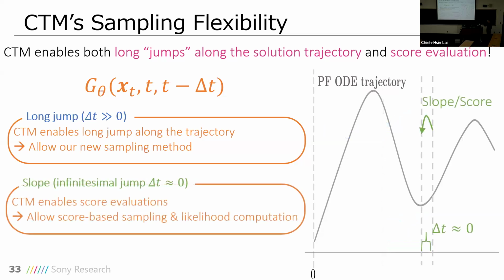But if the end time is very close to the starting time, then it actually recovers the score function, the slope information. Which means with this unified model, the CTA model, by choosing the end time or starting time, depending on your preference for sampling, you can recover the fast sampling distillation-based method and also the original diffusion model sampling.